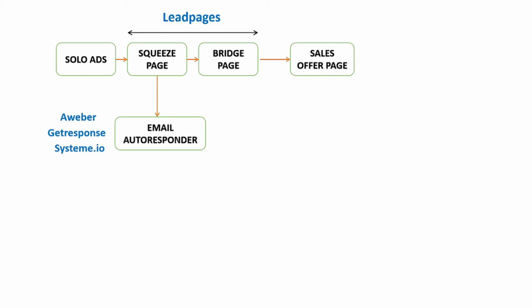Now, from the email autoresponder, two things can happen. Either you can send email automation or an email broadcast. You can send the email broadcast either to the original sales offer we are trying to promote through the affiliate link, or you can send the emails to another sales offer, which is going to be a different affiliate product. This is the front end part of our online business.